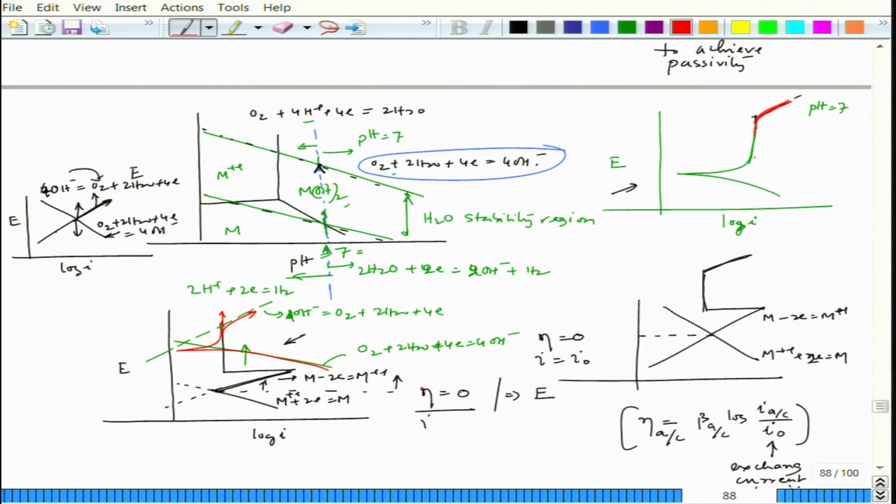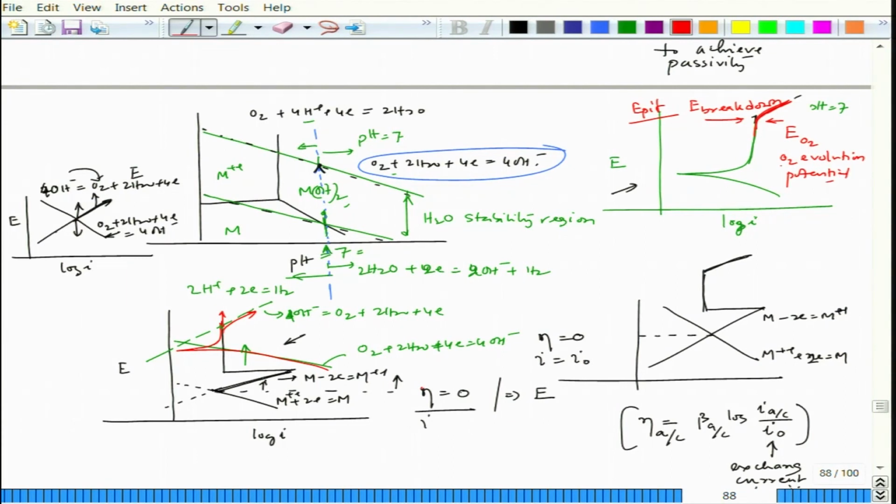Fine. Okay. So now this point is not E breakdown or E pit. They can be synonymous at some time, but sometimes they are different. Now it is not a breakdown, because this is basically what I can term as E oxygen line, or oxygen evolution line. This is the oxygen evolution potential, we can say. So this is not a break.